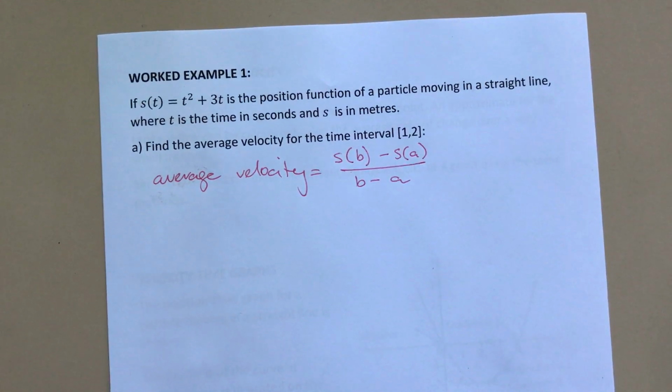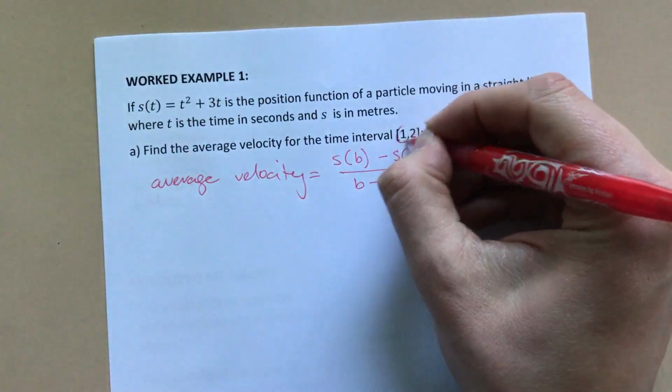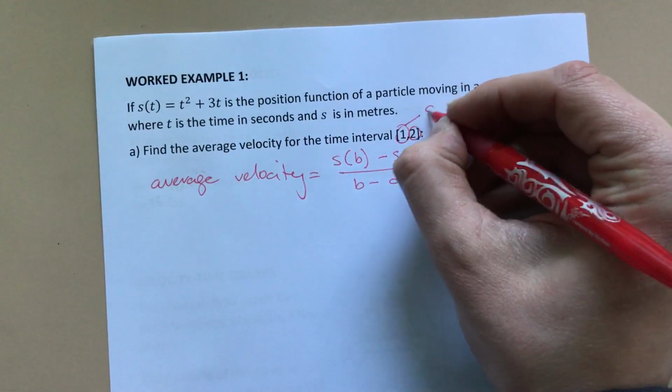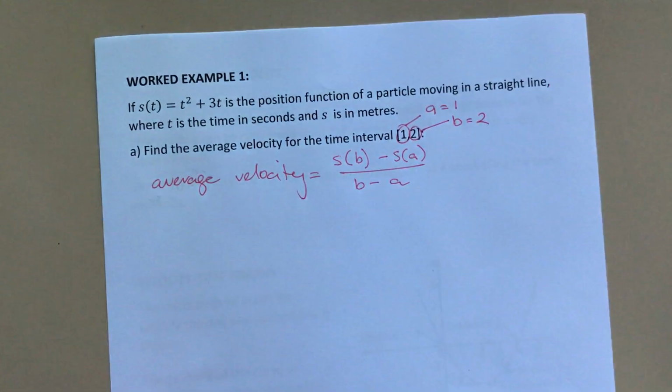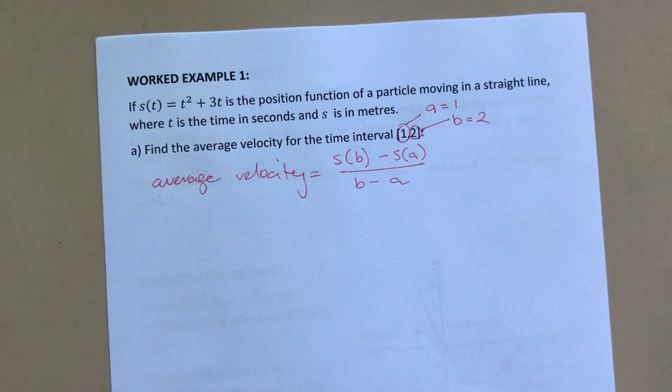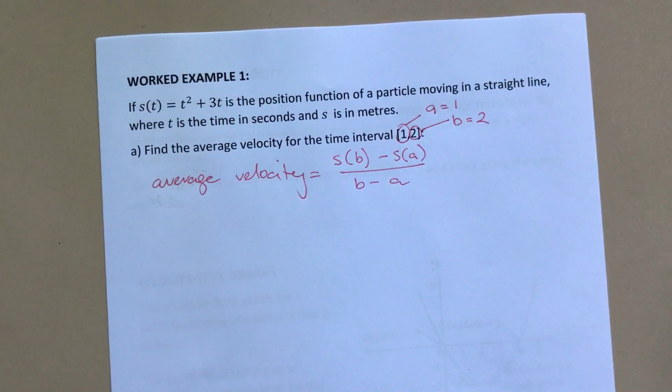So you're going to need to be able to find both an a and a b value from this so that you can substitute those into your formula. What we're looking at here, a is the first part of our interval, b is the second part of our interval, so a will be 1, b will be 2. So you're going to be looking for s of 1 and s of 2 when you're solving for these to begin with.